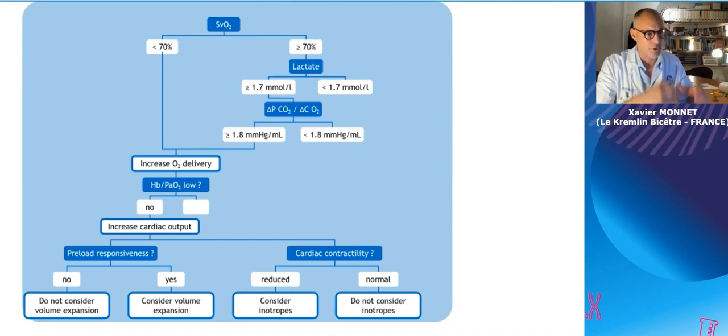If SVO2 is low, we know we should increase oxygen delivery in patients with shock. If it's high, we don't know. It might be tissue oxygen impairment, oxygen extraction impairment. Let's consider lactate, but there might be some false positives, and here is the place for this ratio, delta PCO2 over delta oxygen content. If it's high, it suggests we should increase oxygen delivery, hemoglobin, PaO2, fluid to increase preload, and inotrope to increase contractility.